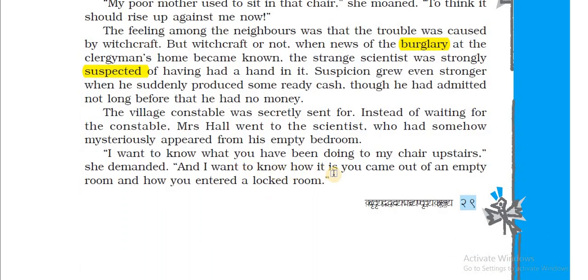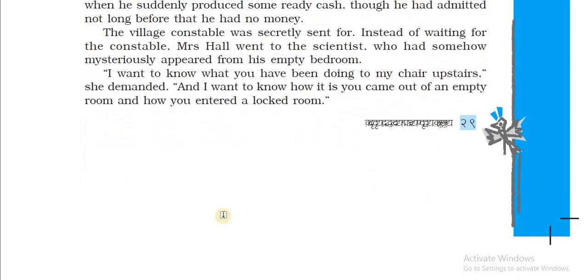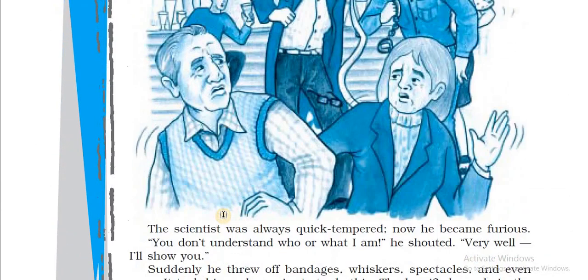"And I want to know how it is you came out of an empty room and how you entered a locked room." She was asking that the room was empty, so how did he come out of an empty room and how did he enter a locked room? Because when she went upstairs, there was no one in the room, and suddenly he came out of nowhere. So she was demanding to know where he came from. So let's move to the next page.